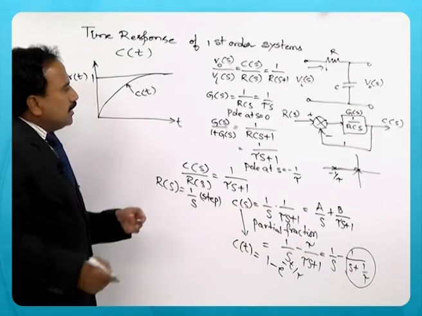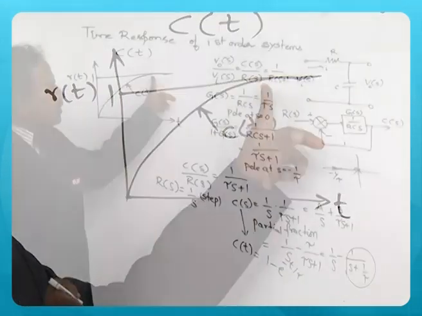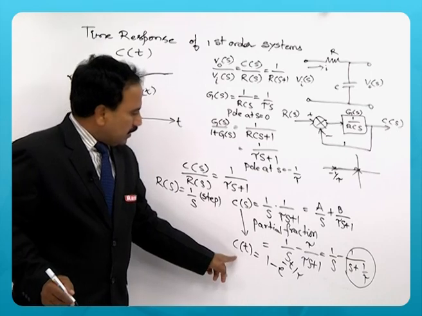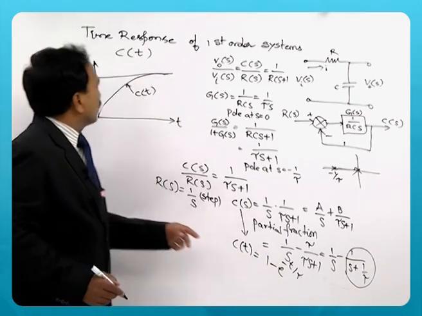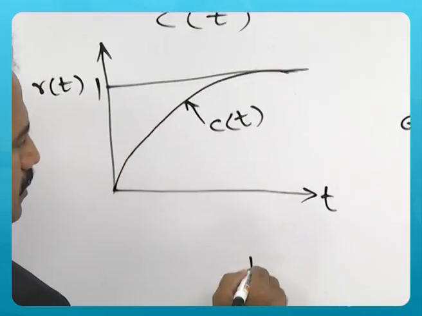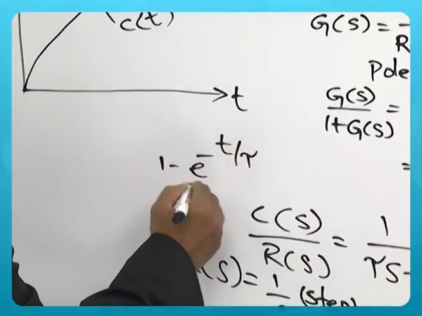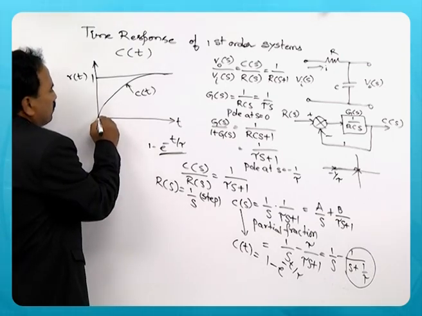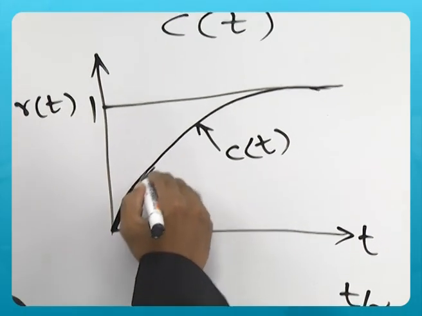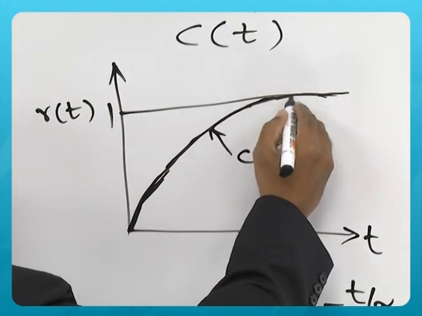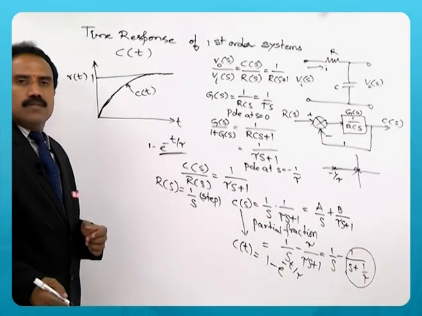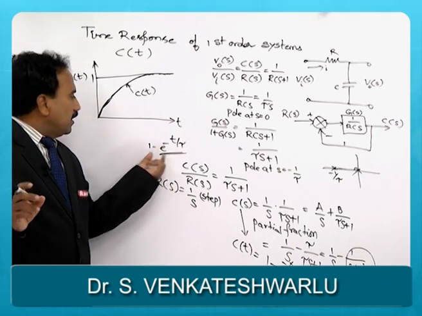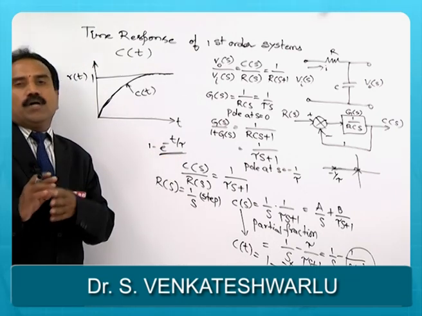Please remember that this exponential increase is because of the capacitor, and for that reason in the response you have two terms, 1 minus e power minus t by tau. The second part is the transient part. That transient part makes the response increase exponentially, and then finally it reaches steady state. So, 1 is the steady state and this exponential term is the transient part.